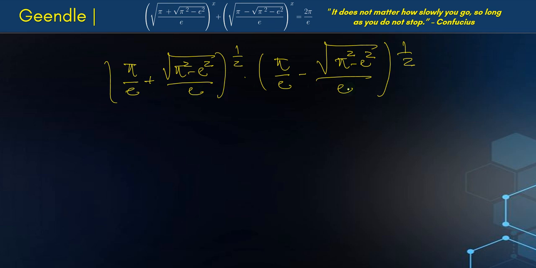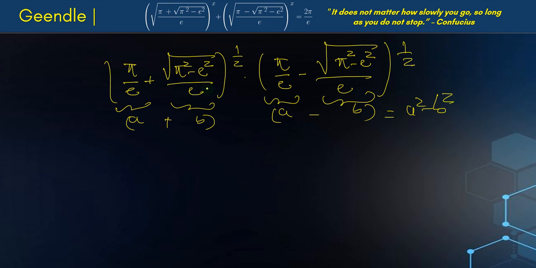Before we do this, realize that we have a difference of two squares, right? Let's say this one is a, and this one is b. So we have a minus b multiplying a plus b, and this is actually a square minus b square. So this is what we got.